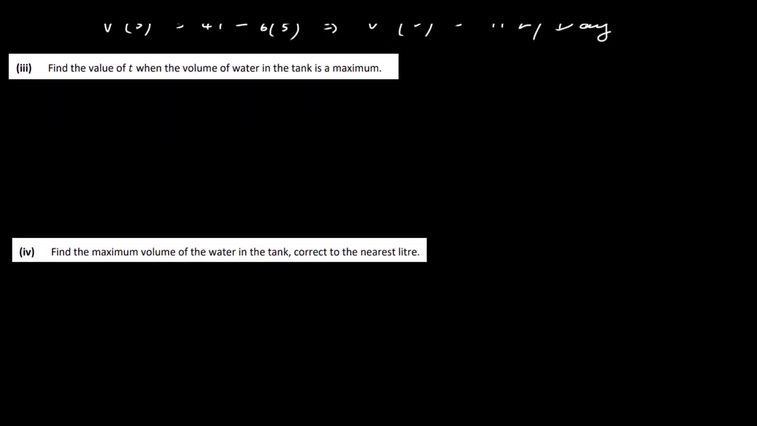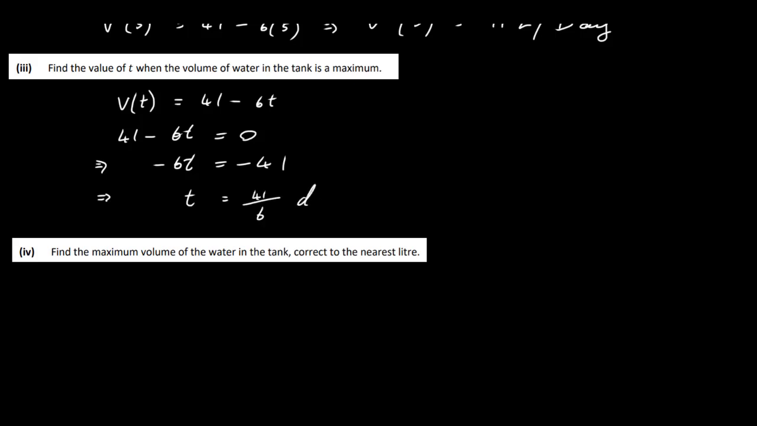Okay, so find the value of t when the volume of water in the tank is at a maximum. So whenever we see these words maximum, minimum, usually we look at differentiating the function and letting it equal to 0. So our v dash t here is just 41 minus 6t. So we want 41 minus 6t equal to 0. That gives you minus 6t equal to minus 41, and then finally that'll give us t is equal to 41 over 6. 41 over 6 days.